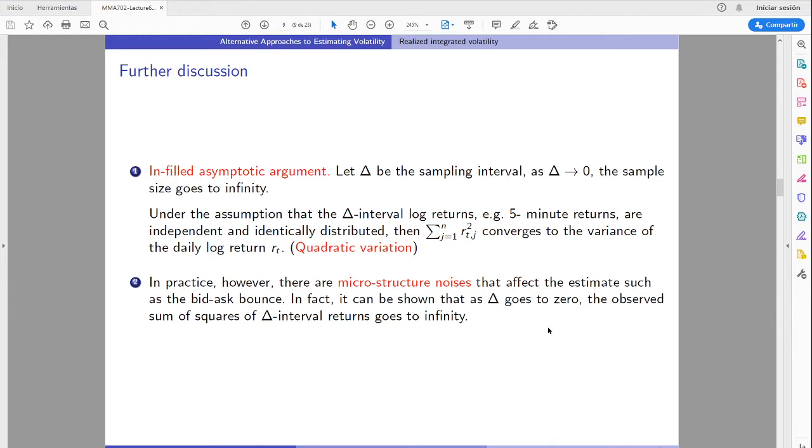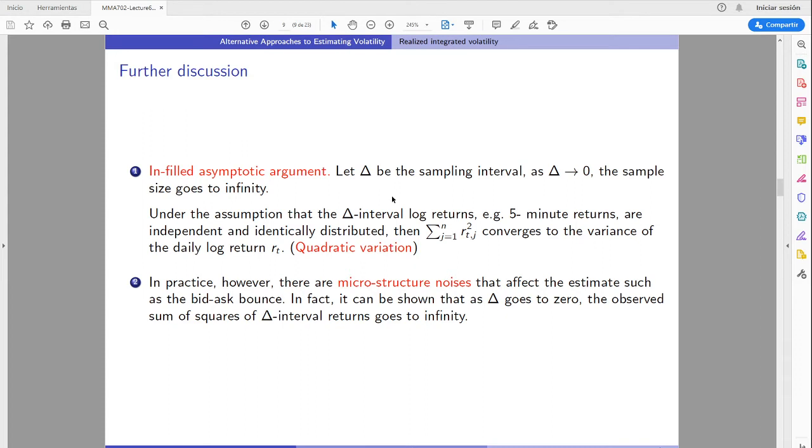Now, dwelling a bit deeper, let delta be the sampling interval, and so as the sampling interval goes to 0, the sample size goes to infinity. This makes sense, really. Under the assumption that the log returns in this interval, for example, 5-minute returns, are independent and identically distributed, then this nice sum over here converges to the variance of the daily return. This is called quadratic variation.